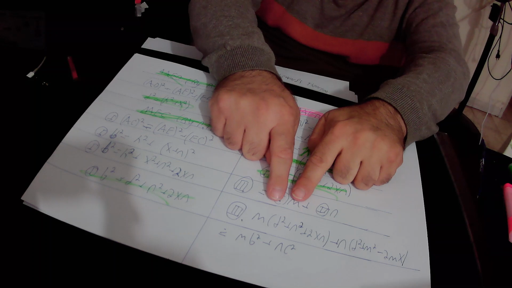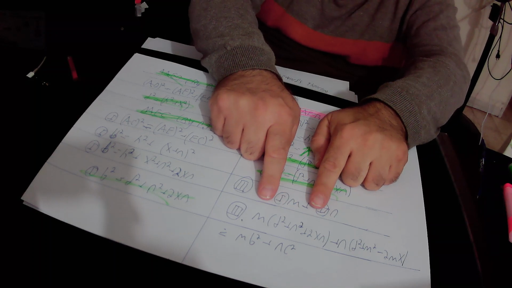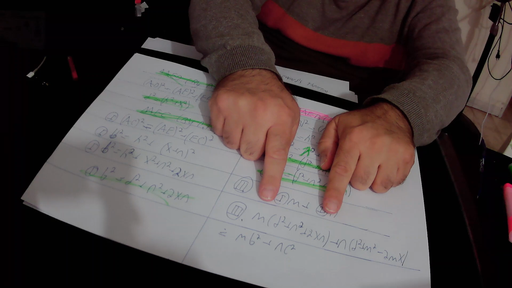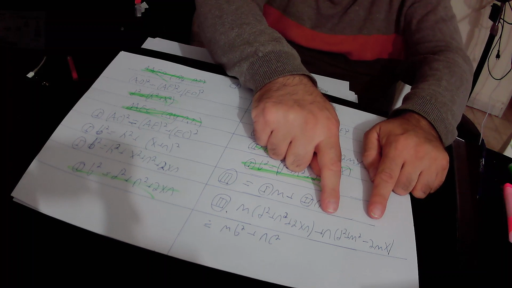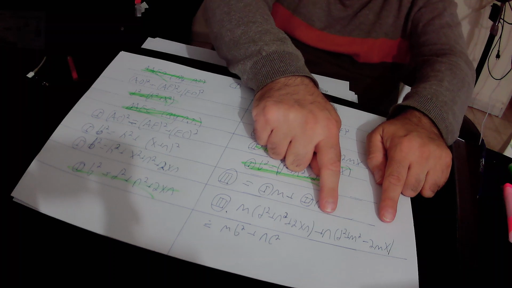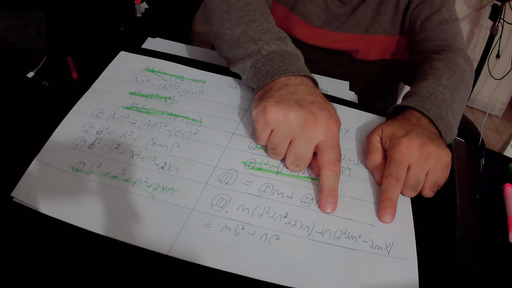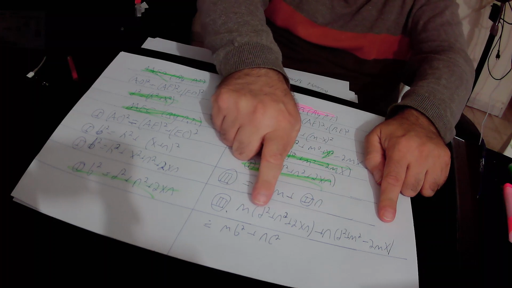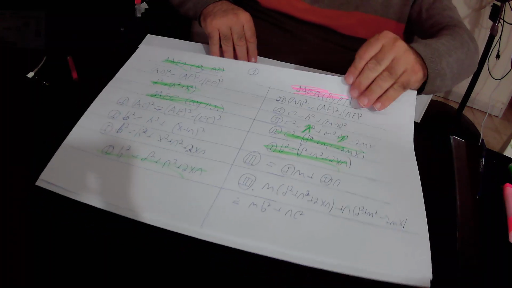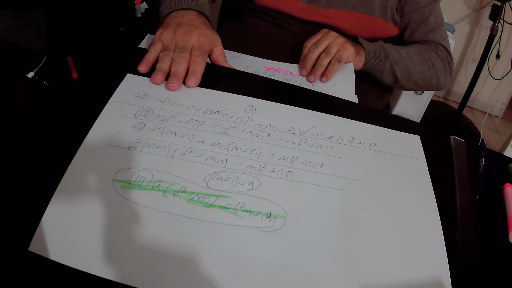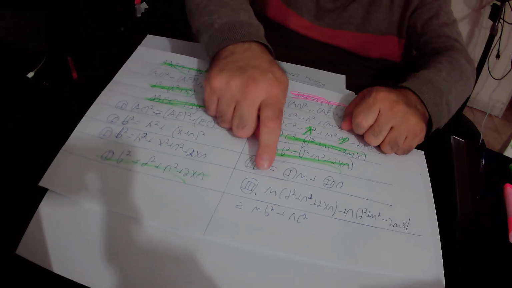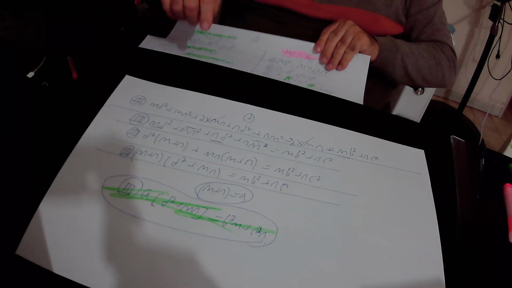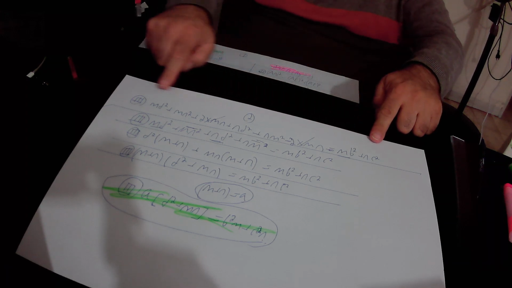We have here m times d squared is md squared, m times n squared is mn squared, and m times 2xn is 2xmn. We also open the brackets of this expression. n times d squared is nd squared, n times m squared is nm squared, and finally n times minus 2mx is minus 2xmn. It is equal to mb squared plus nc squared. So this is equation number 3 after we open the brackets.